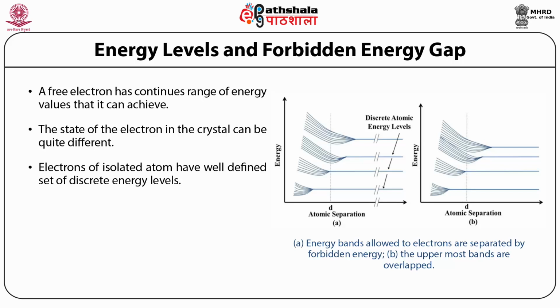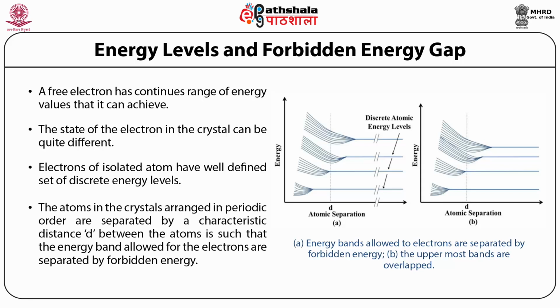Now it is evident from the figure that part A shows the schematic representation of discrete energy levels of electrons, where the energy bands are allowed to electrons and they are separated by forbidden energy. And part B represents the schematic representation of energy levels of electrons when the uppermost bands are overlapped.